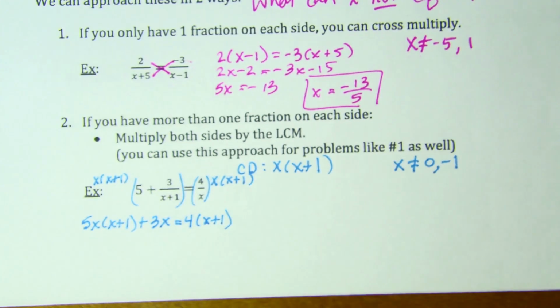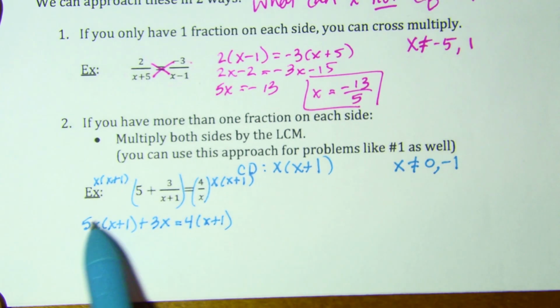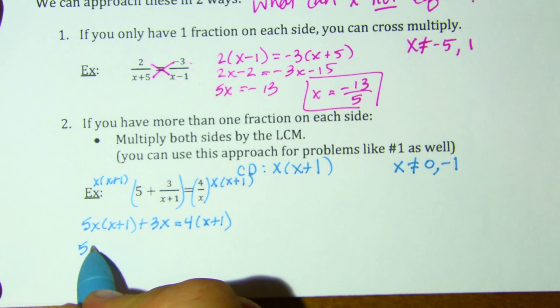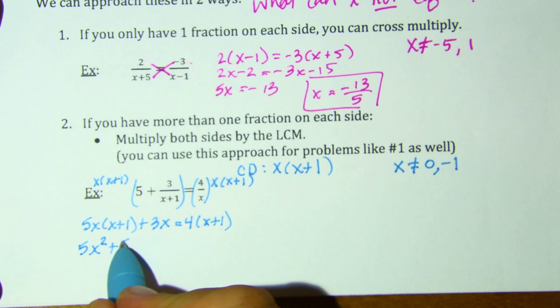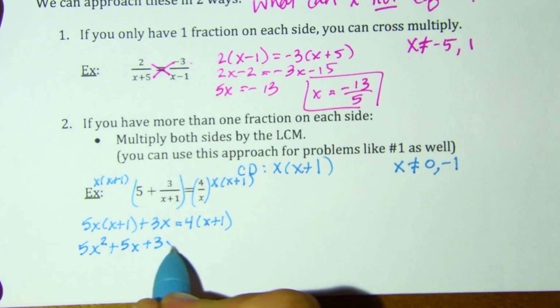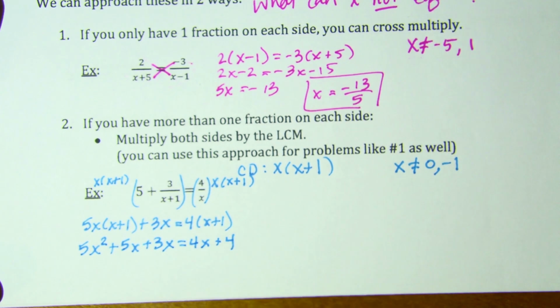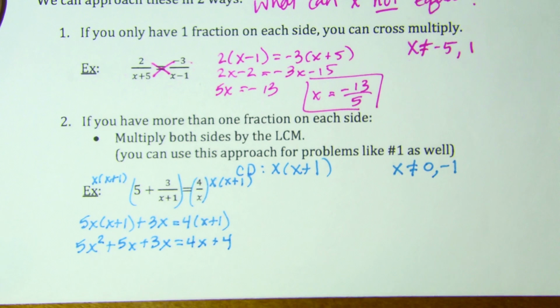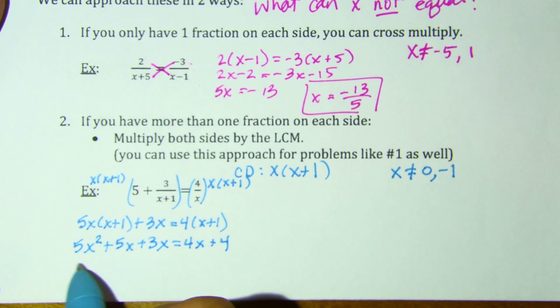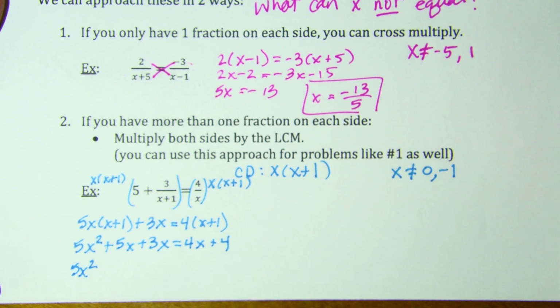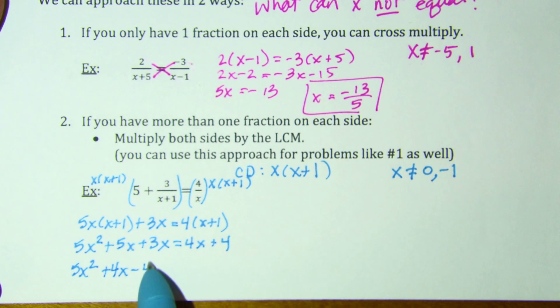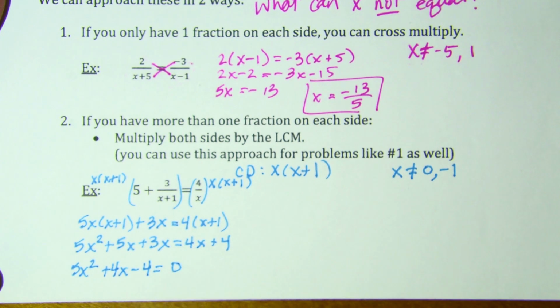From here, we can go ahead and distribute and simplify. So distributing the 5x, I have 5x squared plus 5x plus 3x is equal to 4x plus 4. And since this is a quadratic equation, we do want to set it equal to 0, and I get 5x squared plus 5x plus 3x is 8x. Subtracting 4x from both sides will be 4x. And then subtracting 4 will be minus 4 equals 0.